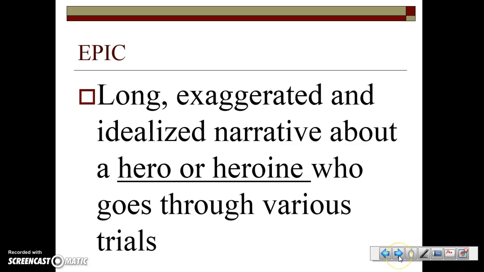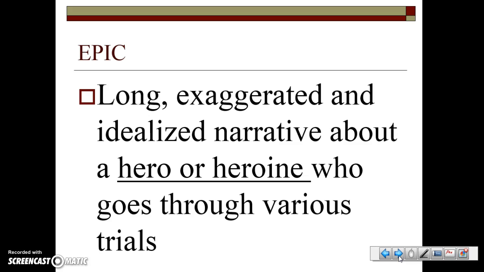An epic. Okay, here's where we get into the new ones that we haven't talked about yet. An epic is a long, exaggerated, and idealized narrative about a hero or heroine who goes through various trials. I've underlined here hero or heroine. Heroine is just a female hero, because there's going to be another genre really similar to this in a moment. And so one way to remember epic is it's going to be focused on a person. So these are very long and sweeping. Obviously, you won't be able to tell that they're long if you're only reading a tiny snippet. So you're going to have to look for the fact that this is going to be really exaggerated and idealized.